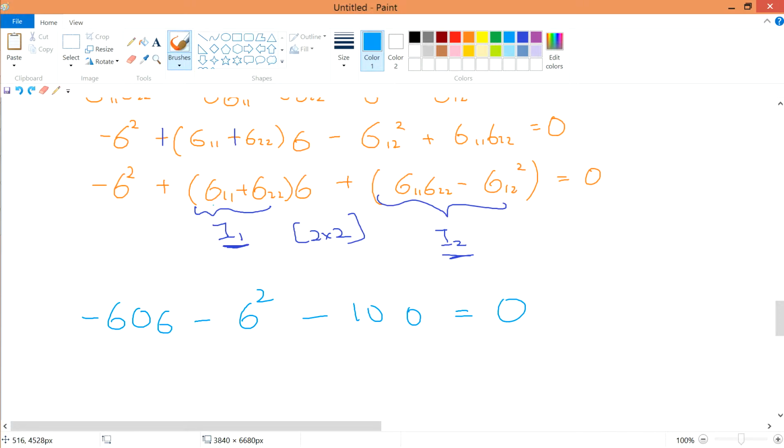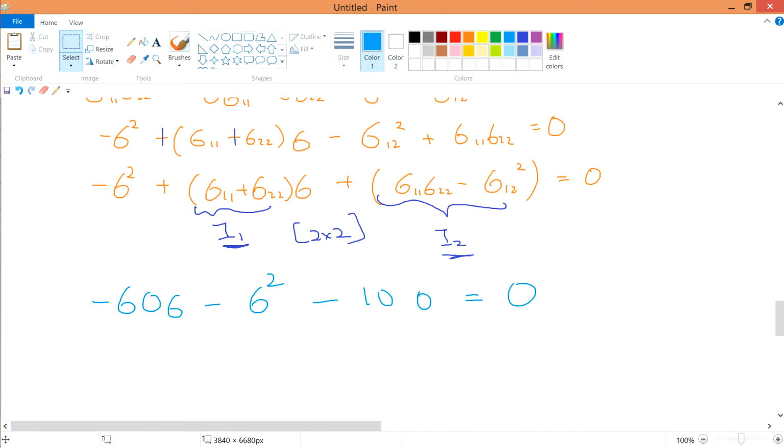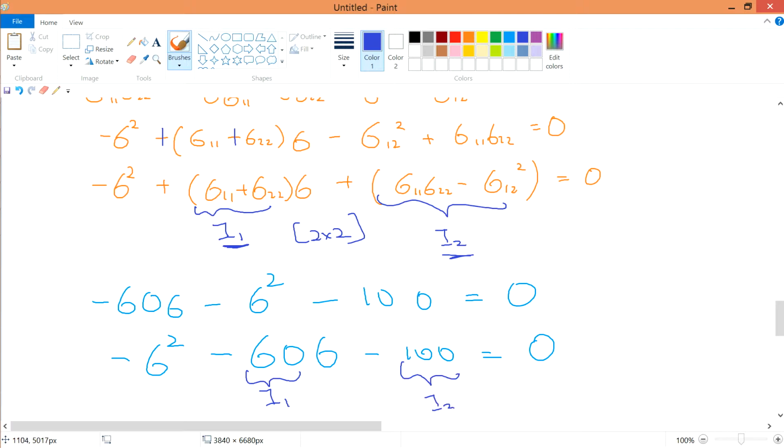Okay, if this doesn't look right, I'll just rewrite this blue color one. I'll just rewrite it over here as 60 sigma and minus 100 equals to 0. And this is simply your I1 and this is your I2 value, your invariants. Do you see where the shortcut is coming?